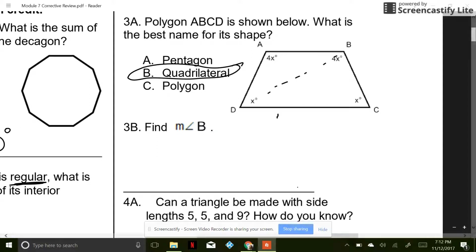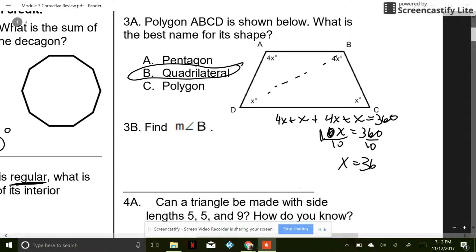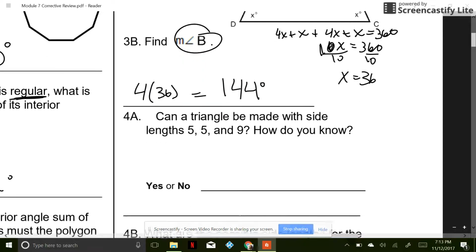If we add the 4 angles, 4x plus x plus 4x plus x should be equal to 360. So that means 6x is equal to 360. I can't add, sorry. I was wondering why that was coming out wrong. 4 plus 1 plus 4 plus 1 is 10. Sorry. 10x is equal to 360. Divide both sides by 10. x equals 36. However, we want to find the measure of angle B. B is 4x. So 4 times 36 is 144 degrees.